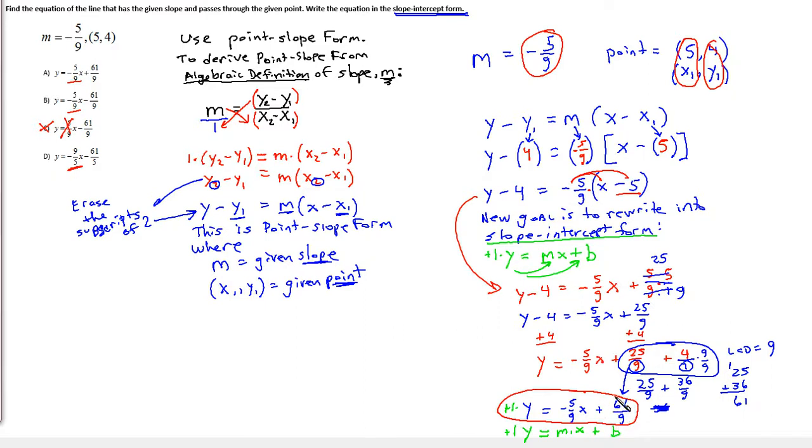Now, plus 61/9. Well, when we look at B, it's minus 61/9, that can't be right. D is minus 61/5. Wow, the sign and the fraction are wrong. But look at what's just right. Here's positive 61/9. So we're going to make the appropriate answer choice, and we're going to select A because A is the answer that shows the correct equation. Okay, hope that helps.